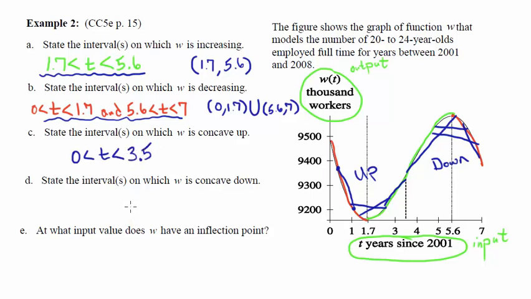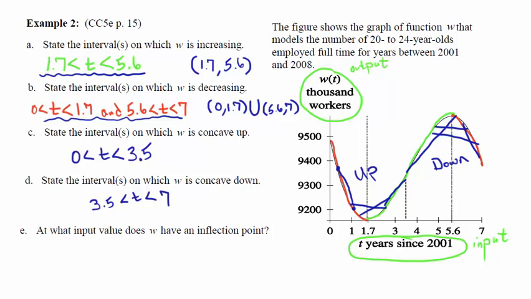Okay, and that's just an estimate. We won't know how to find that exactly until close to the end of the semester. The interval in which I'm concave down, then, would be from 3.5 to about 7 there.